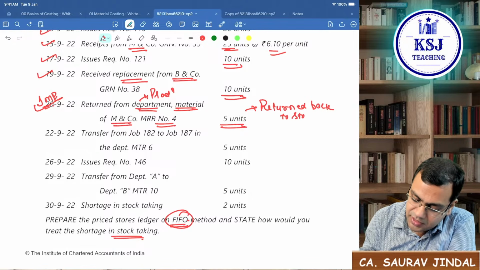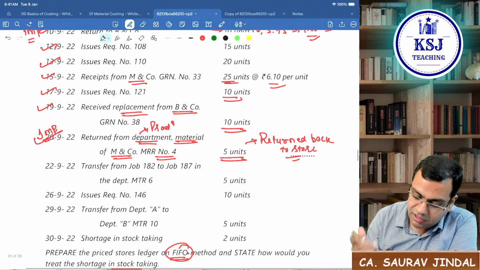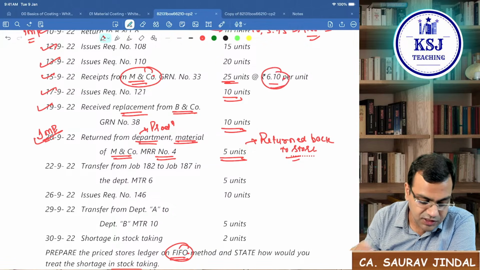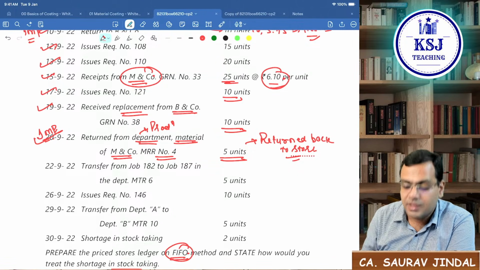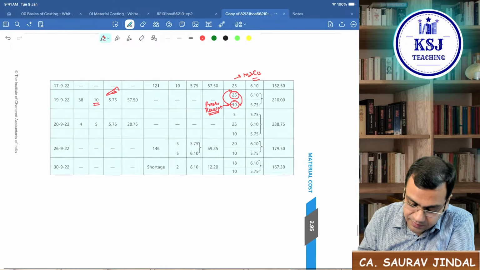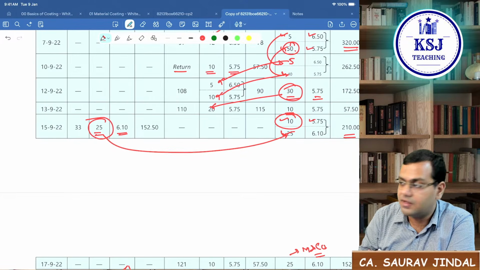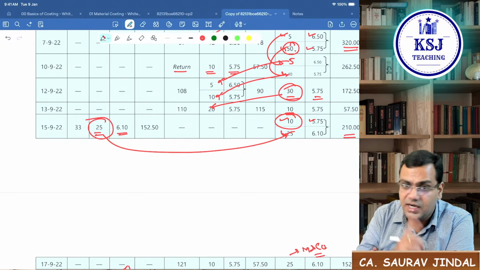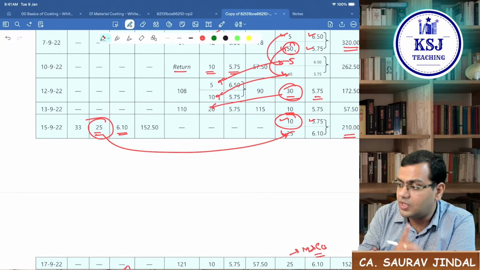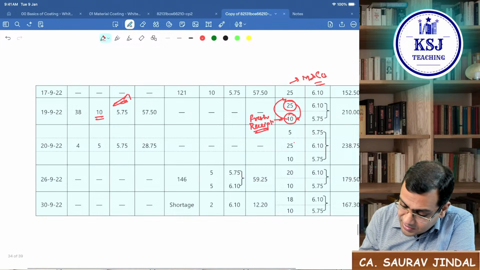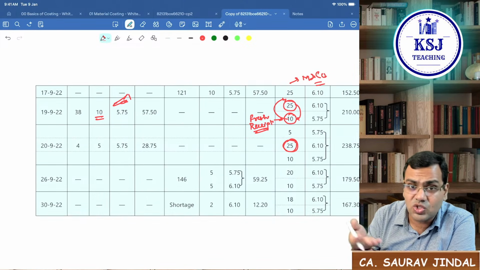Now what they have mentioned here is that it is the material of M&D company. The material of M&D company is received at the rate of 6.10. But if you look at the store's ledger, what is the quantity that you received from M&D company? 25. 25 units you received. Now my question is, have you issued anything out of this 25 units? See here, 25 units are as such lying in the store itself.